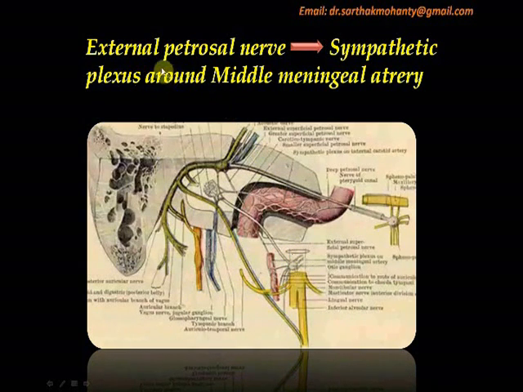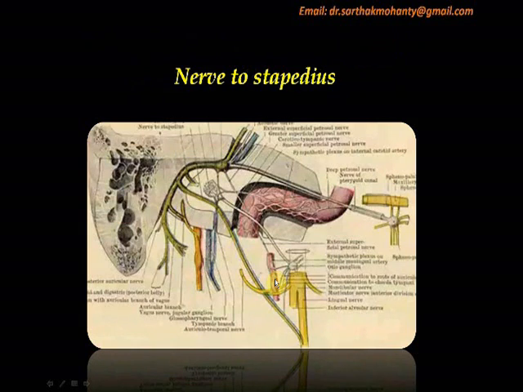Third branch is an external petrosal nerve. This one. So through this it communicates with the sympathetic plexus around the middle meningeal artery. So this is the middle meningeal artery. So through the external petrosal nerve it communicates with the sympathetic plexus around the middle meningeal artery. Next is the nerve to stapedius, this one.